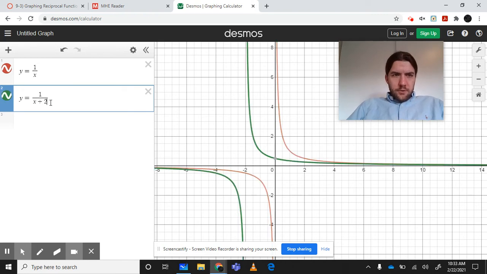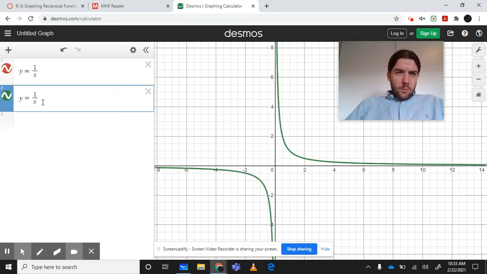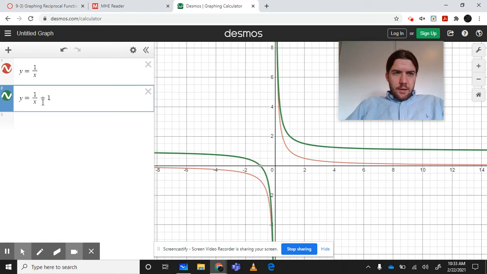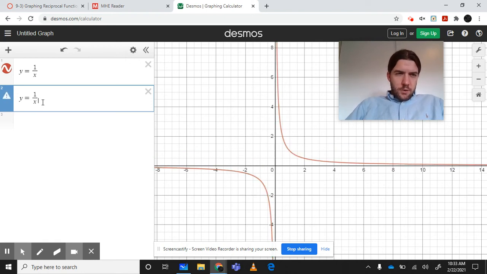And if I wanted to do +2 over here, well, that would move me back to the left because it would be -2 plus 2. That makes the denominator equal to 0. Right? So we have a horizontal shift by affecting the x directly. We have a vertical shift by either adding or subtracting afterwards.